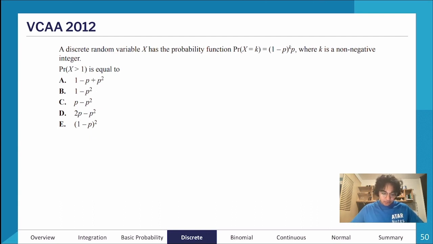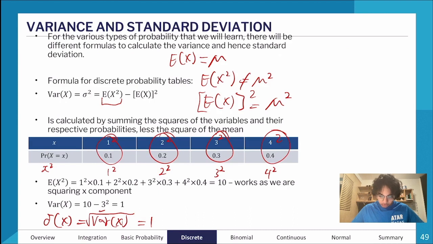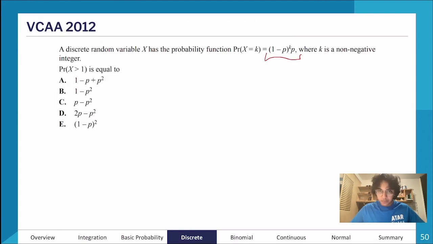So a discrete random variable X has the probability function, probability of X equal to k, given by this equation here: (1 minus p) to the power k, times p, where k is a non-negative integer. The probability of X greater than 1 is equal to... okay, so we've got to try and work this out.